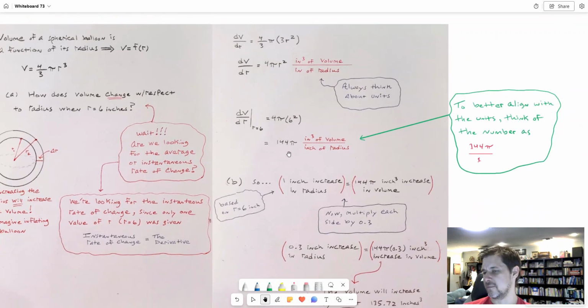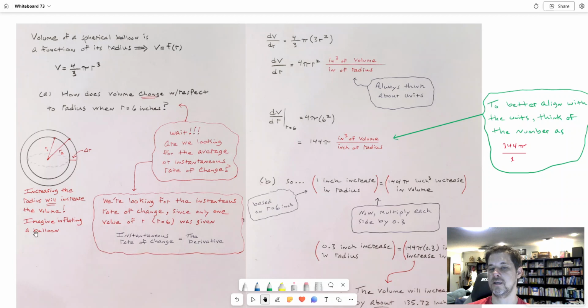Now, this is not a fraction, and it'd be good to think of this number in a way that's compatible with the units. So I might think about it as 144 pi over 1, and then it kind of sinks in. I understand something about this. I see what this is telling me. Remember, I started this by saying I want to know, if you inflate a balloon, let's say, how does the radius grow and the volume grow together? How does the radius increasing cause the volume to increase? Something like that.